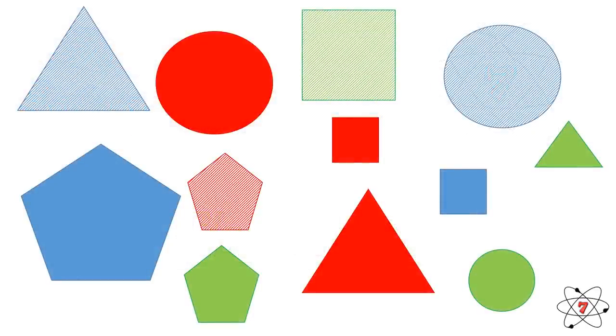So, let's start off by looking at these shapes. What does this have to do with classification, you ask? Well, that's a pretty good question. But we can classify anything. Classification is the process of putting things into groups. So, what groups do you think we could put these things into? Have a minute to think about it. Pause the video if you need, and then when you're ready, carry on.